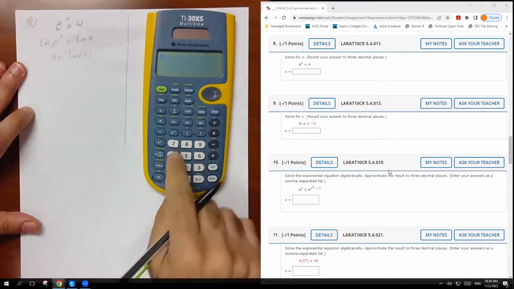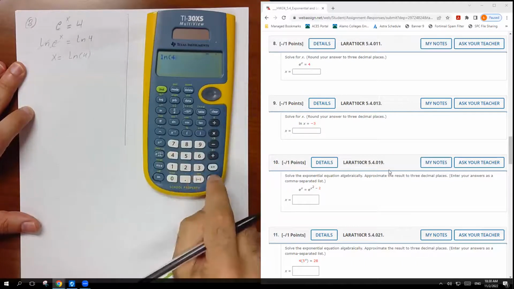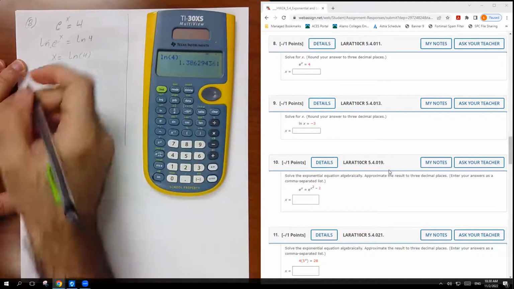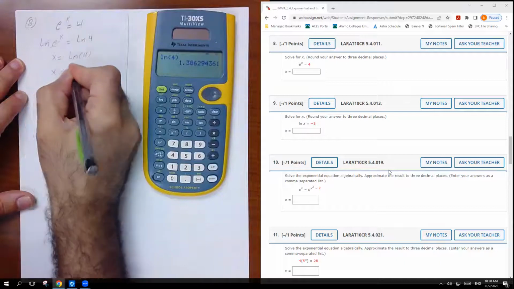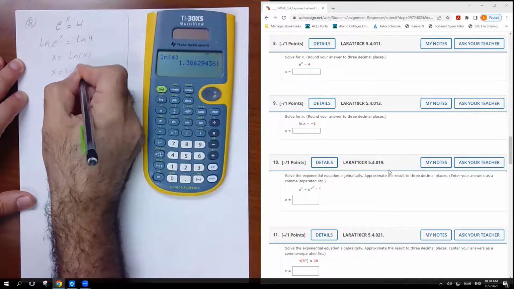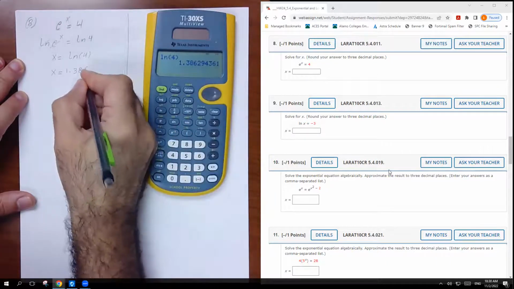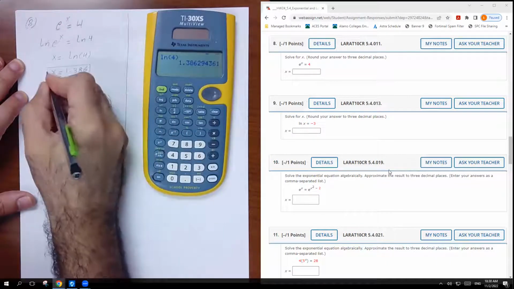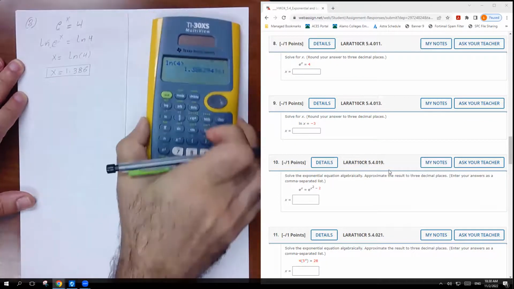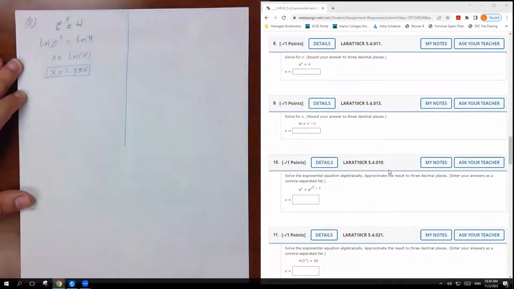For this example, we're just going to say ln 4, which is equal to, x is going to be equal to 1.3862. So this is the value of x. I'm just going to plug in 1.386. That's it for this example.